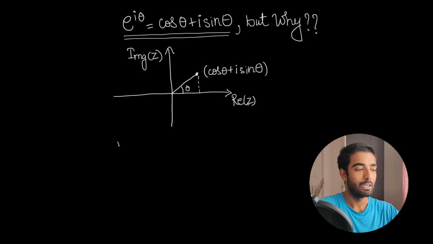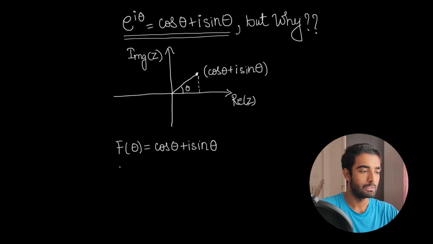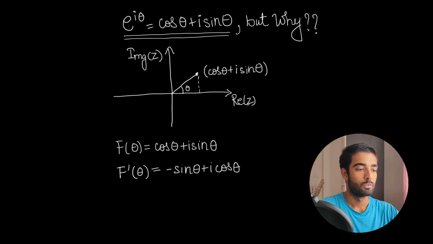So let's see. f of theta can be written as cos theta plus i sin theta. Let's differentiate this once. So we see that this is actually equal to i times f of theta. But we don't want this i.